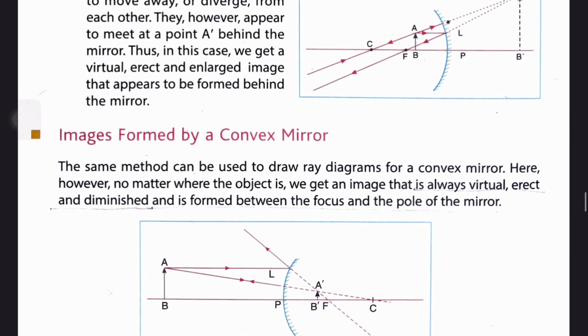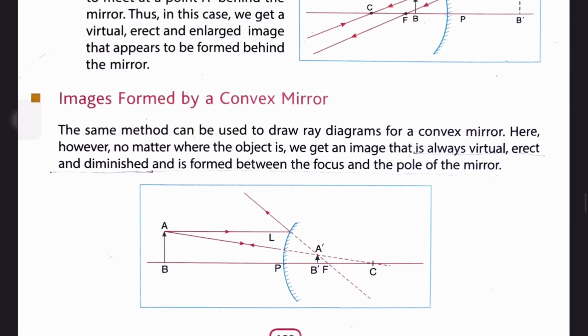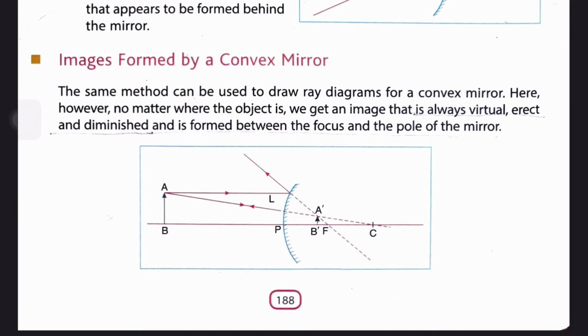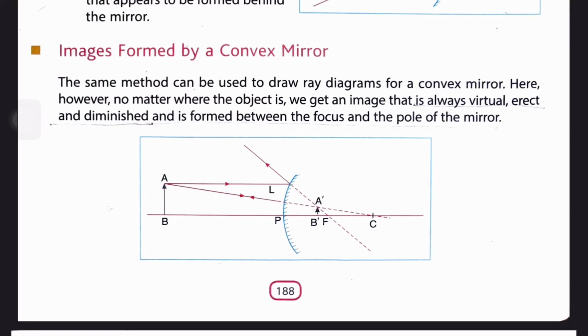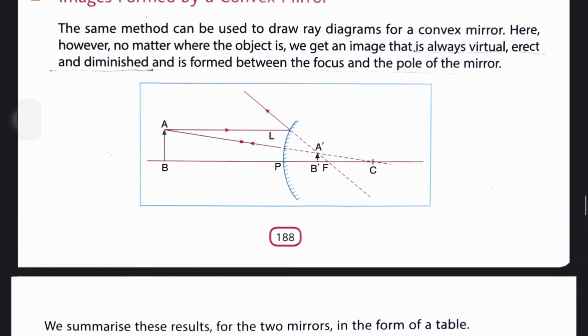Next, image formed by a convex mirror. The same method can be used to draw ray diagrams for a convex mirror. Here, however, no matter where the object is, we get an image that is always virtual, erect and diminished and is formed between the focus and the pole of the mirror. You can see in this picture.